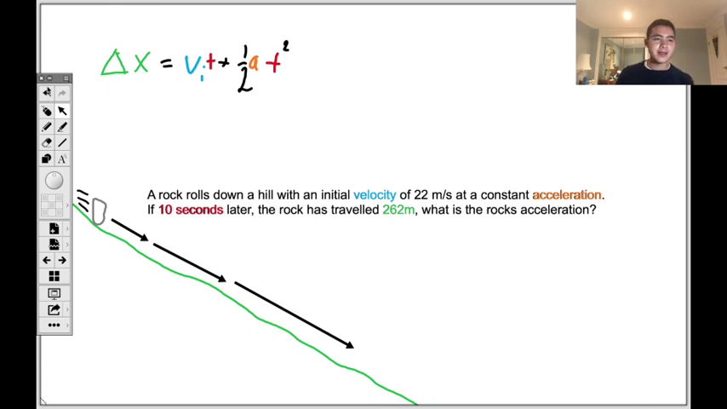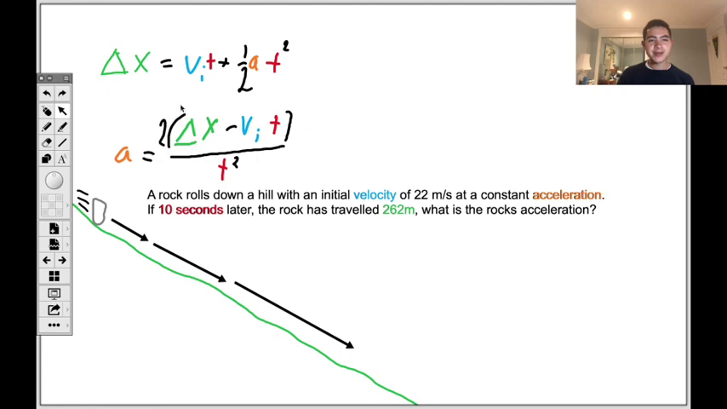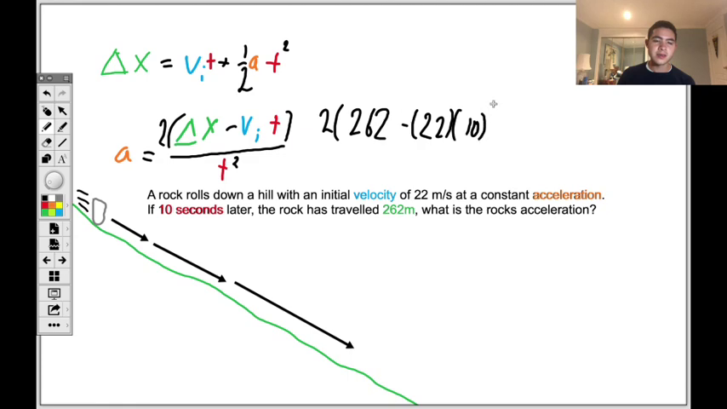So again, we must rearrange the equation and simply plug in the values given in the question. So you have 262 minus 22 times 10, over 100. And this should give us an answer of 0.84 meters per second squared.